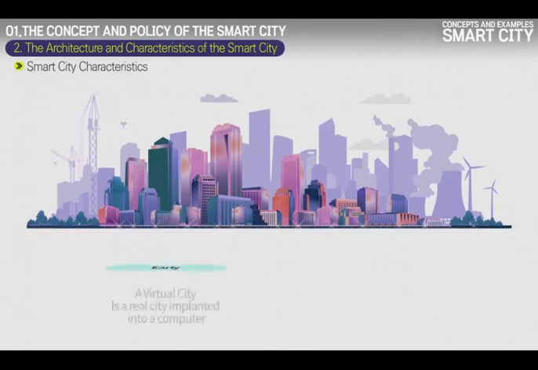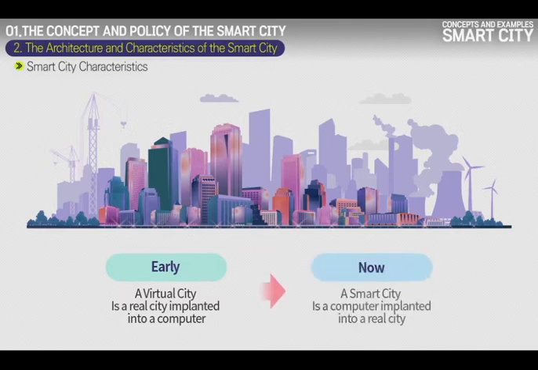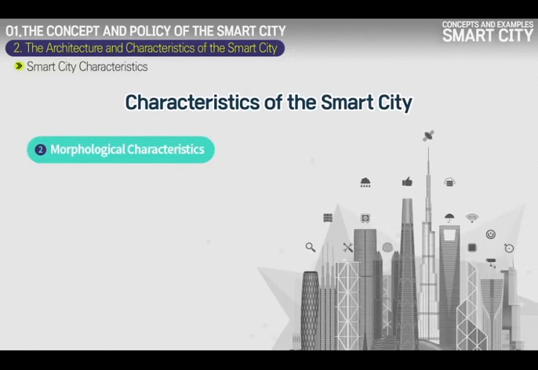In other words, in the early days of the smart city, it was a real city that was implanted into a computer. But now, a smart city is a computer that is implanted into a real city. Second, as a morphological characteristic, computers should disappear visually.